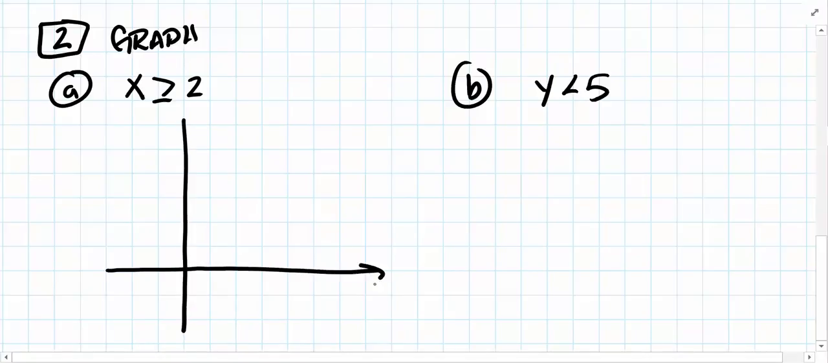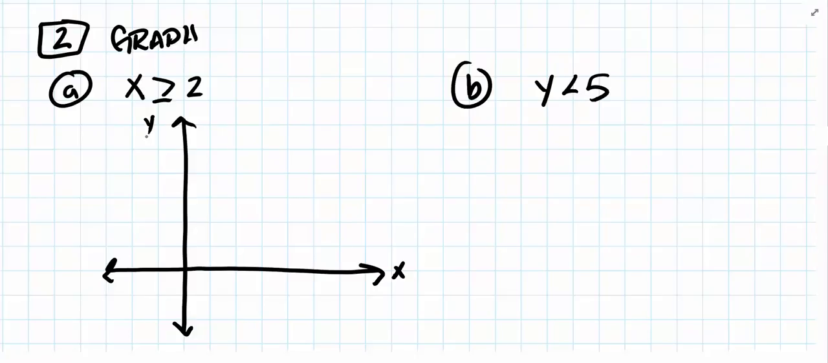So I have a coordinate plane. This is my x-axis, this is my y-axis. I want x is greater than or equal to 2. How do I graph the boundary line? Would this be a vertical line or a horizontal line? Vertical. This would be vertical, located at x is 2, right?